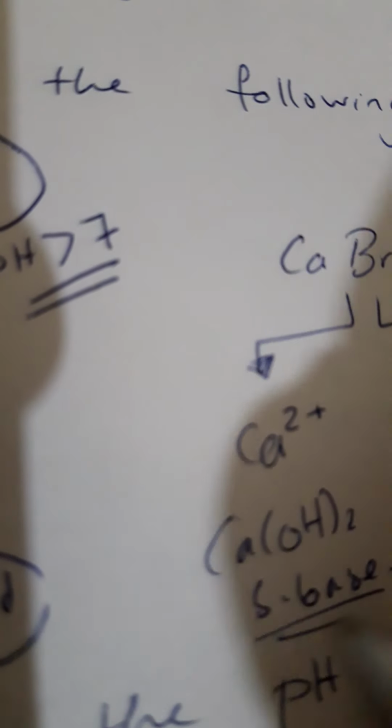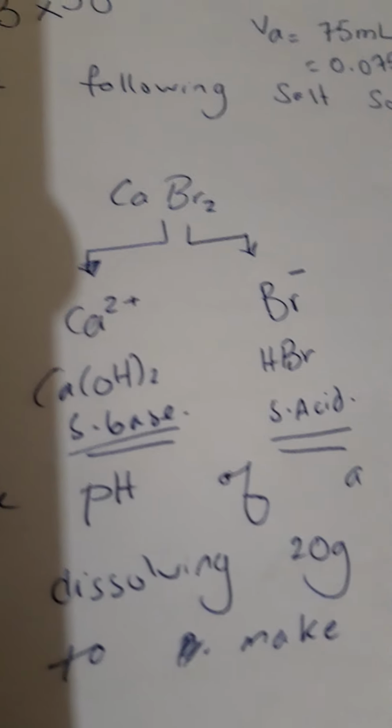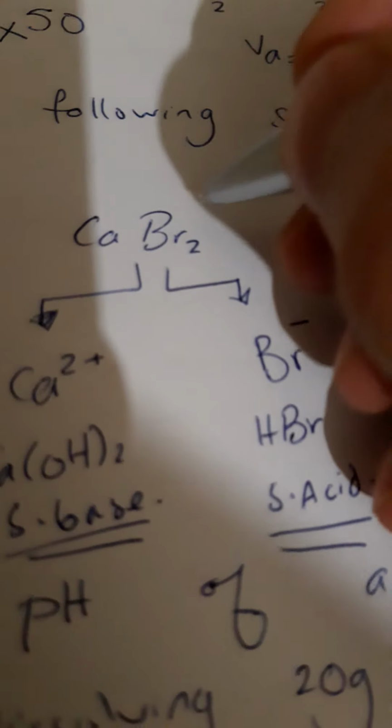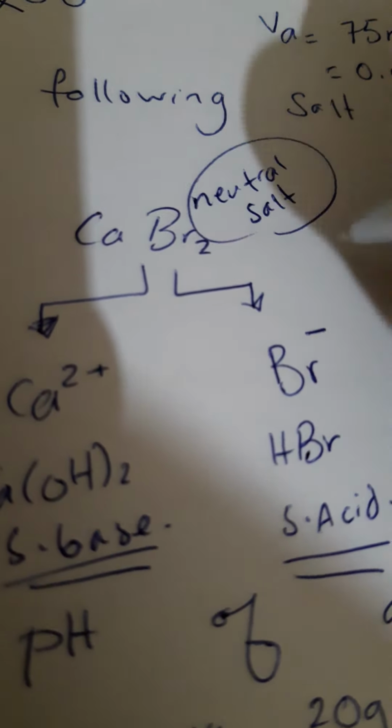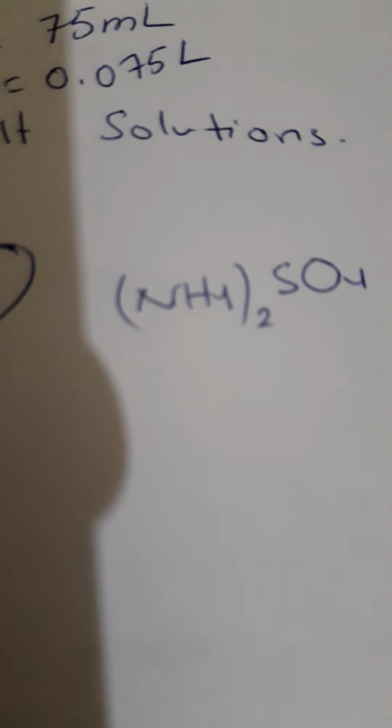So the salt that came from a strong acid and a strong base is a neutral salt, or the pH of the solution equals 7. And the last one we have here, (NH4)2SO4, ammonium sulfate solution. Break the salt into ions: you have sulfate ion SO4 2 minus, and you have ammonium ion NH4 plus.